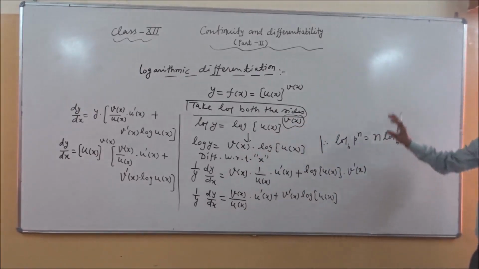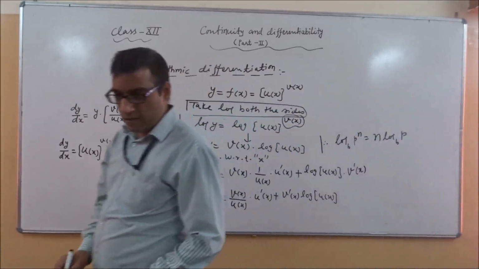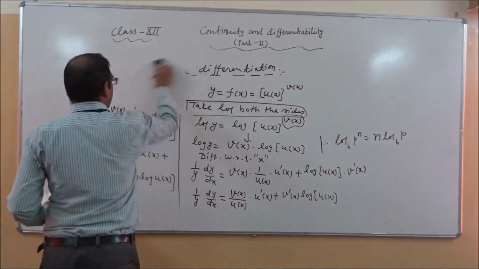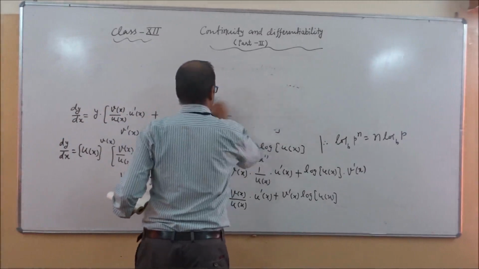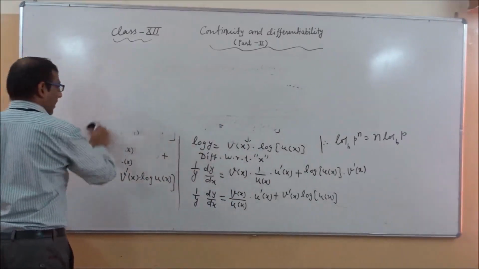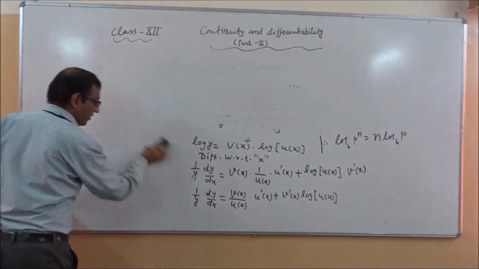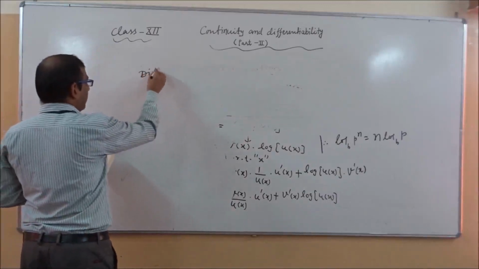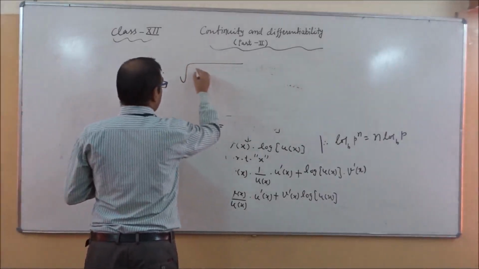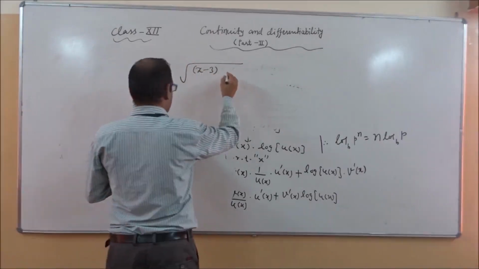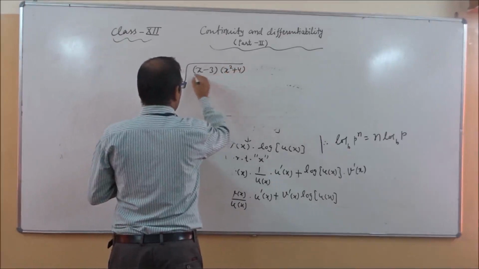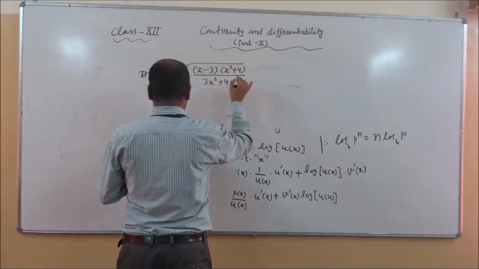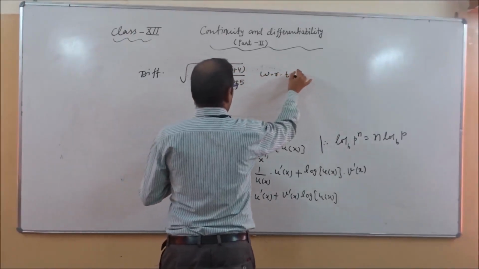Now we will do some questions which are related with logarithmic differentiation. So I am taking one question here, and the question is related with an example. It is a very interesting question. So I am doing this question, and the question is, how can we differentiate under root x minus 3 x square plus 4 upon 3x square plus 4x plus 5 with respect to x.